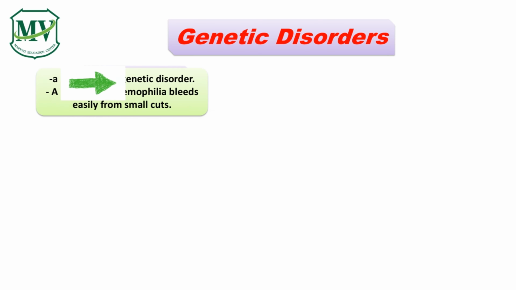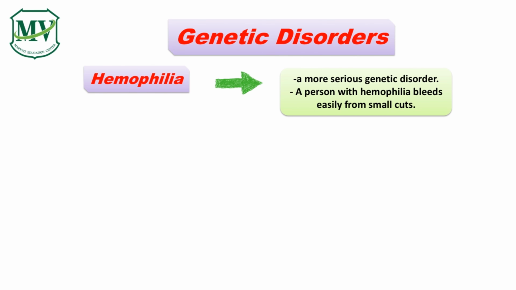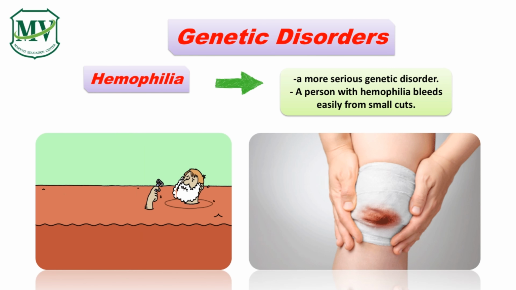Next, we have another example of a genetic disorder, which is what we call hemophilia. Hemophilia is a medical condition in which the ability of the blood to clot is severely reduced, causing the sufferer to bleed severely from even a slight injury. The condition is typically caused by a hereditary lack of coagulation factor.